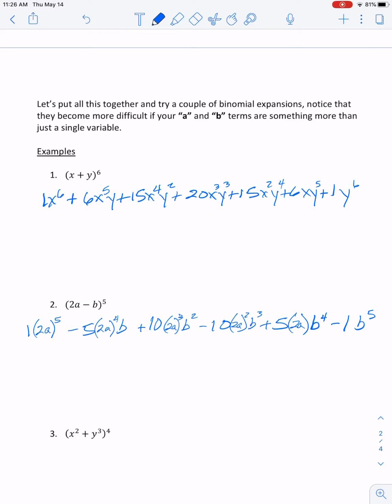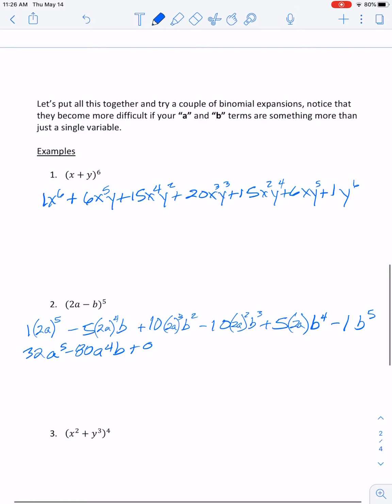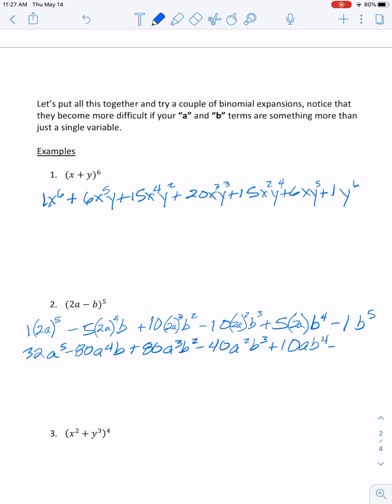For example, this 2a to the fifth would be 2 to the fifth power, which is 32a to the fifth. 2 to the fourth is 16, and 16 times a negative 5 would be a minus 80, a to the fourth b. 2 cubed is 8, and 8 times 10 is 80, a cubed b squared. 2 squared is 4, so times 10 is going to be negative 40, a squared b cubed. And this one would just be straight multiplication, so plus 10 a b to the fourth, and minus, you can just say 1 or just b to the fifth.